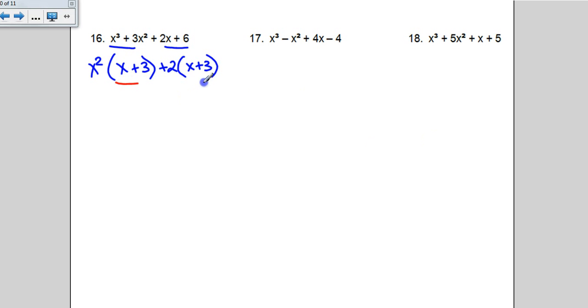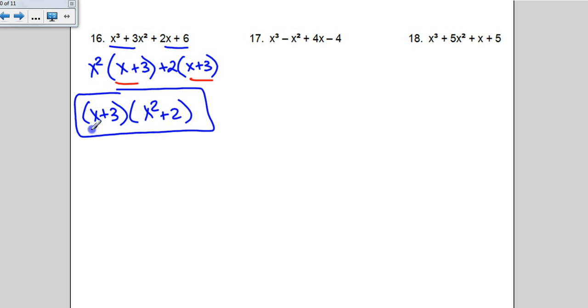So we've got our like terms of x plus 3 that we can take out of the whole problem. So it becomes x plus 3 in front, and then x squared plus 2 in the back. You could rearrange the order. If you flip these around, it would be fine, because that's the commutative property.